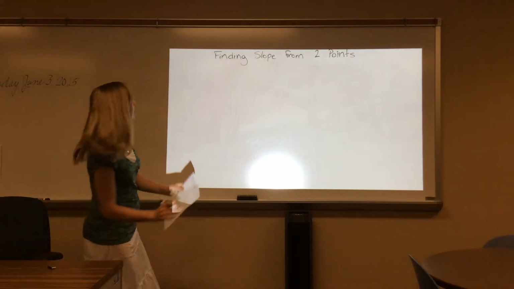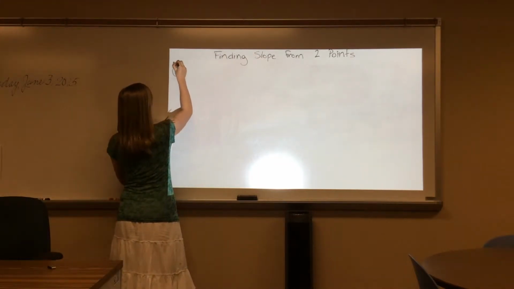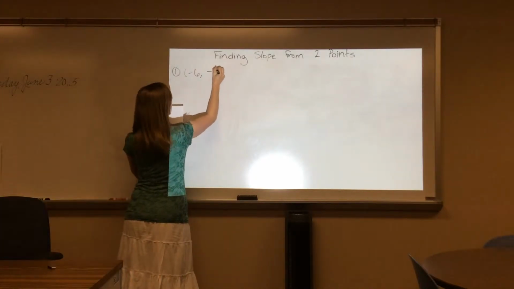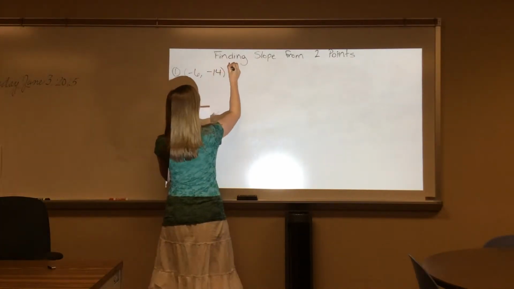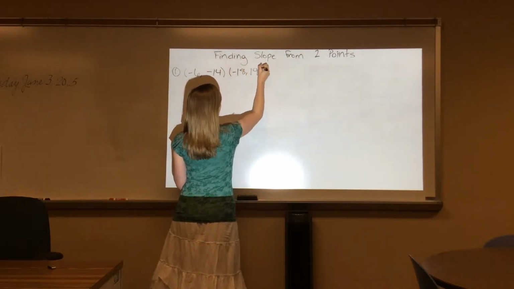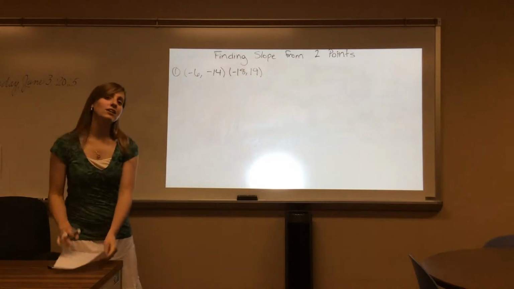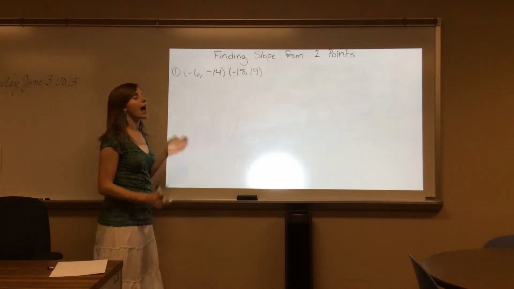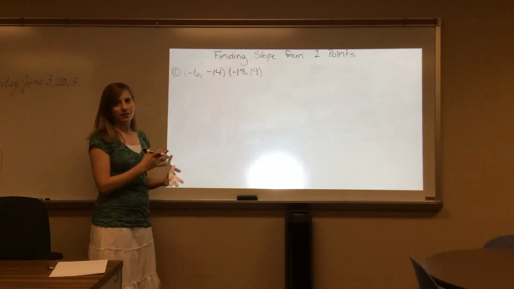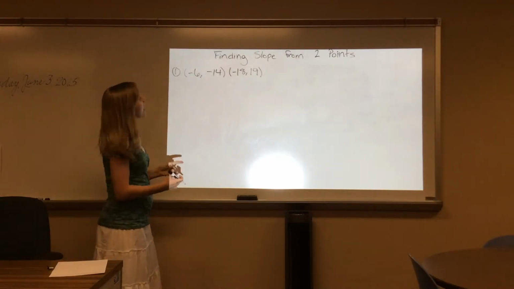Now if you take a look with me at number 1, our first example, we have the point -6, -14, and the point -18, 19. Now, one option would be to actually graph these 2 points and then count the slope, so the rise and the run, and write a fraction and reduce if necessary.